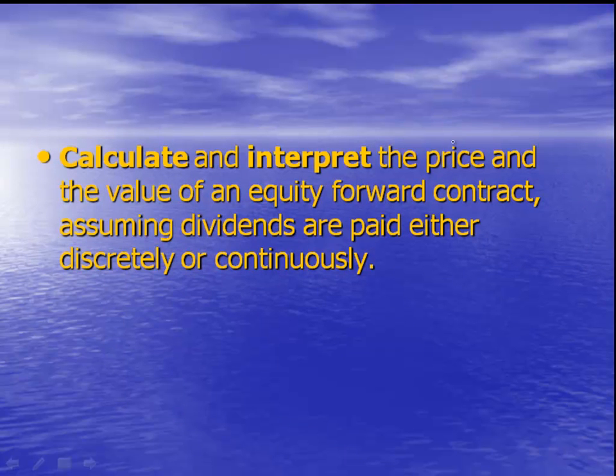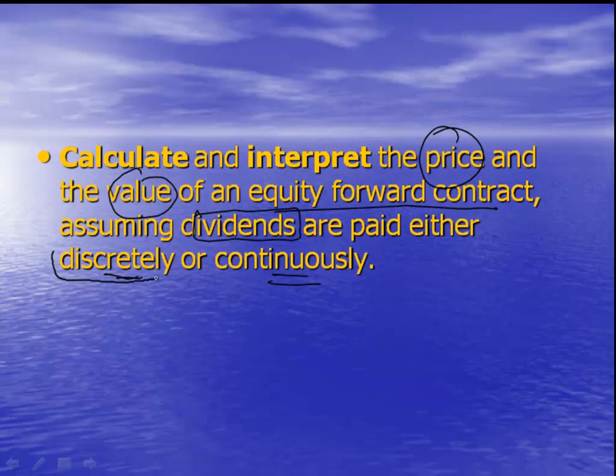Now this LOS is about calculating the price and value of an equity forward contract assuming dividends are paid either discretely or continuously. Now let's first understand what this means. If I am looking at a stock and I know that this stock is going to pay a dividend of 20 rupees 6 months from now, and now I want to use the same no arbitrage principle for it, then since I know that the dividend of 20 rupees would be paid on one particular day, it's a discrete dividend. Right? We know that we would receive this amount on this date.